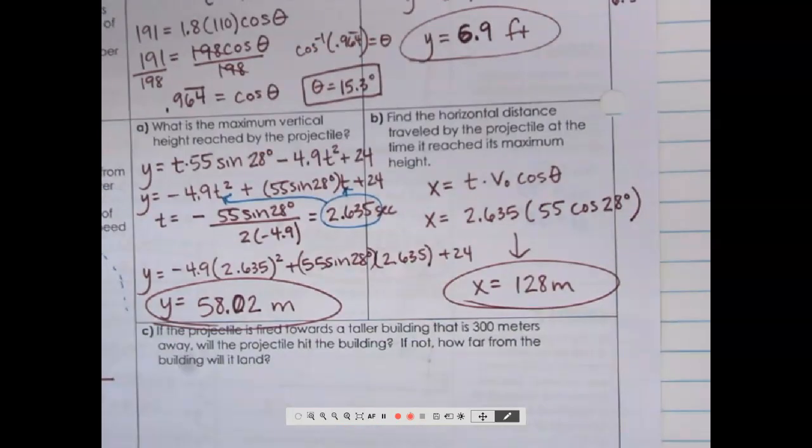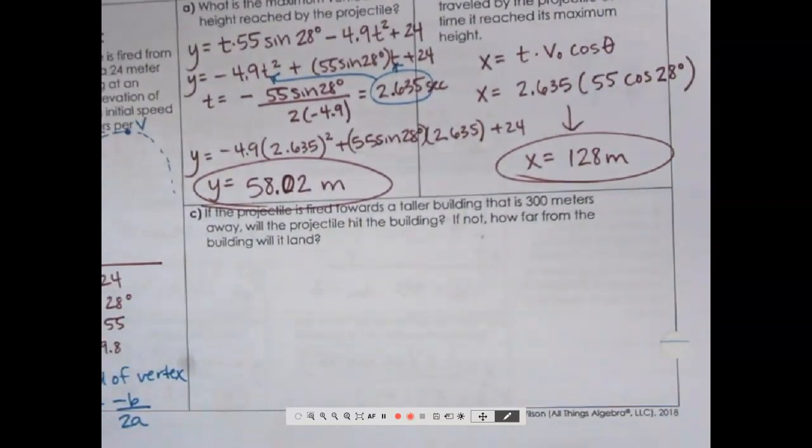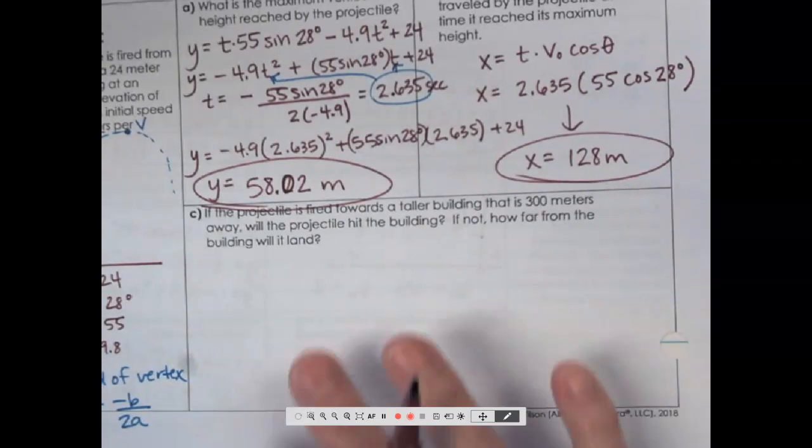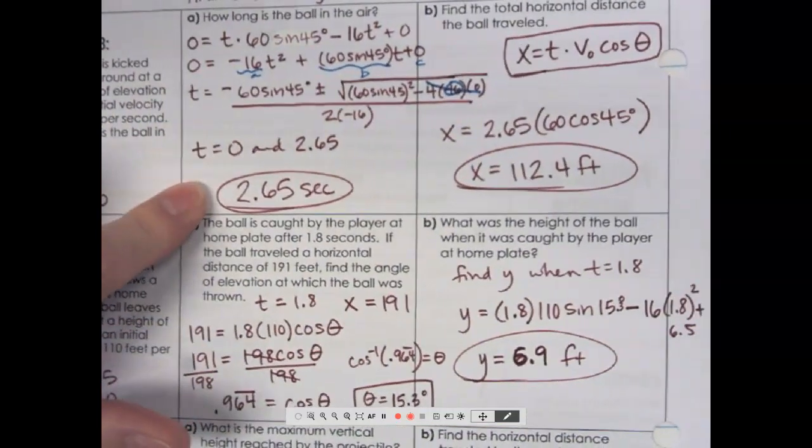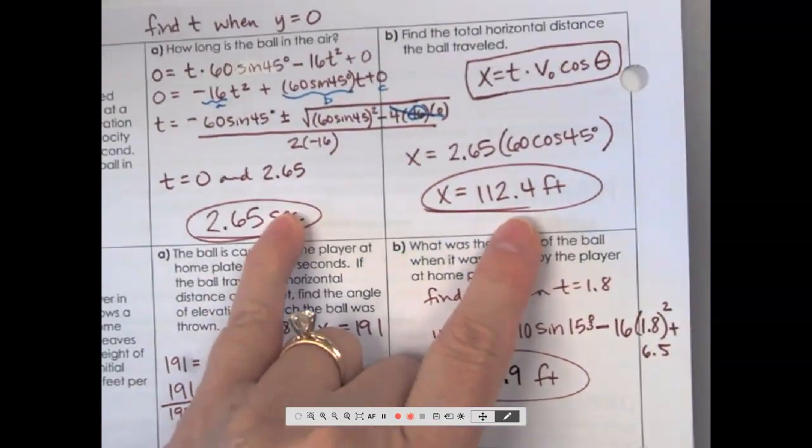All right. Okay. Last question. If the projectile is fired towards a taller building that is 300 meters away, will the projectile hit the building? If not, how far from the building will it land? Okay, so what is it we need to know? The total time and total distance it went. Okay, and so we're going to have to find time first, right? Just like up here, we had to find time first, and then we found the distance. Okay, so yeah, it's kind of a repeat of what we did up here.